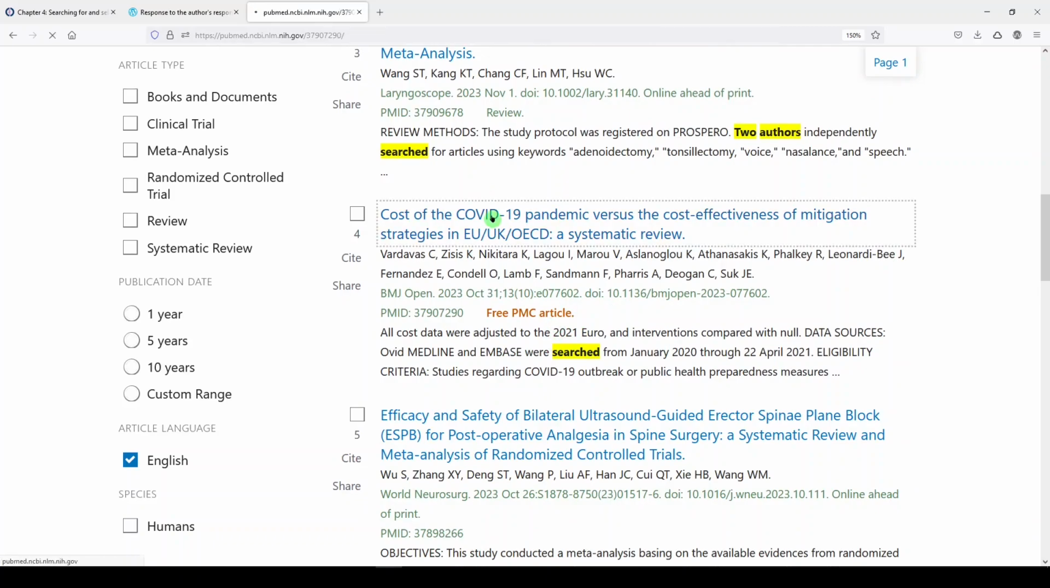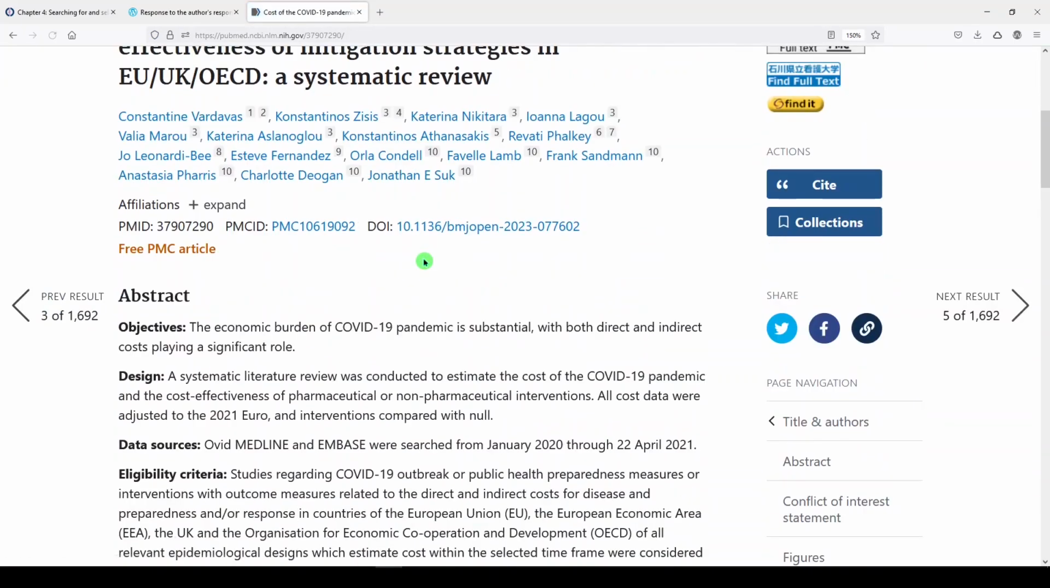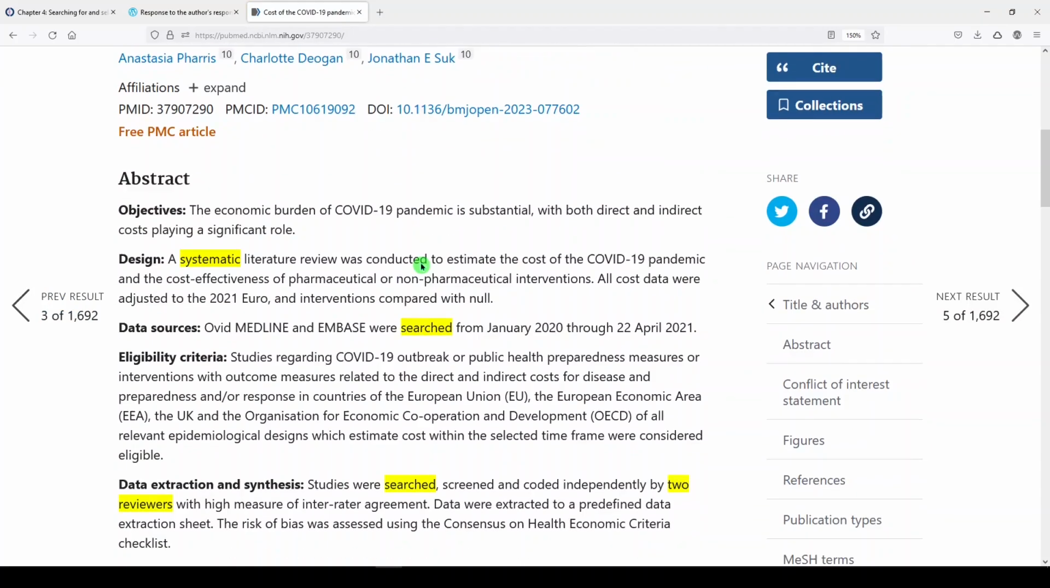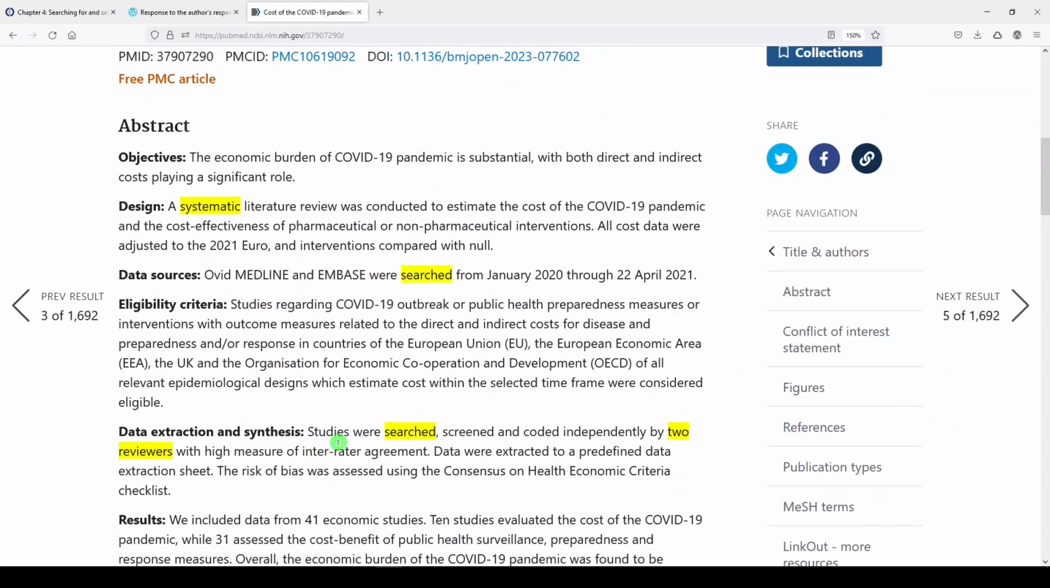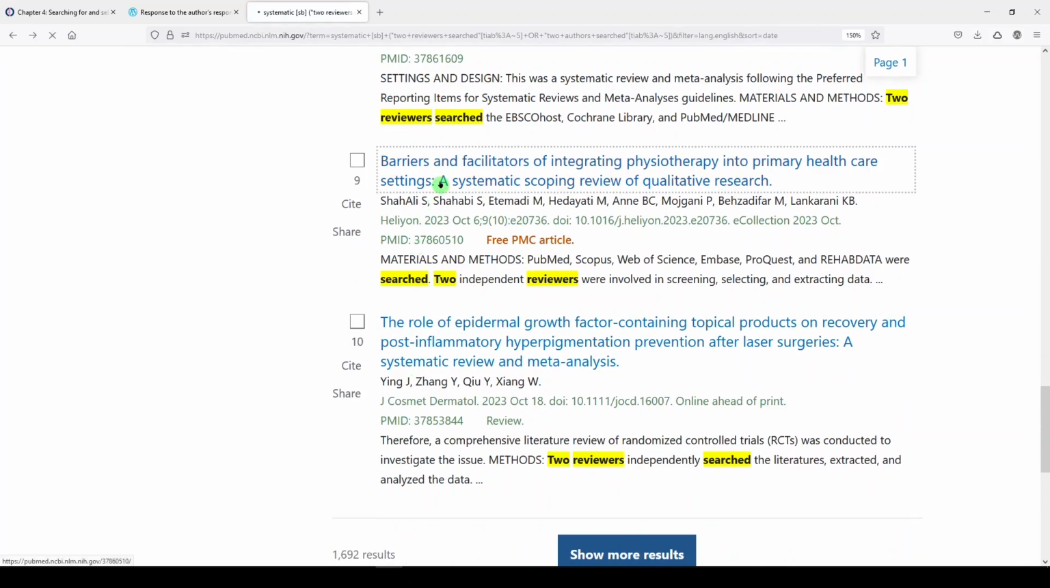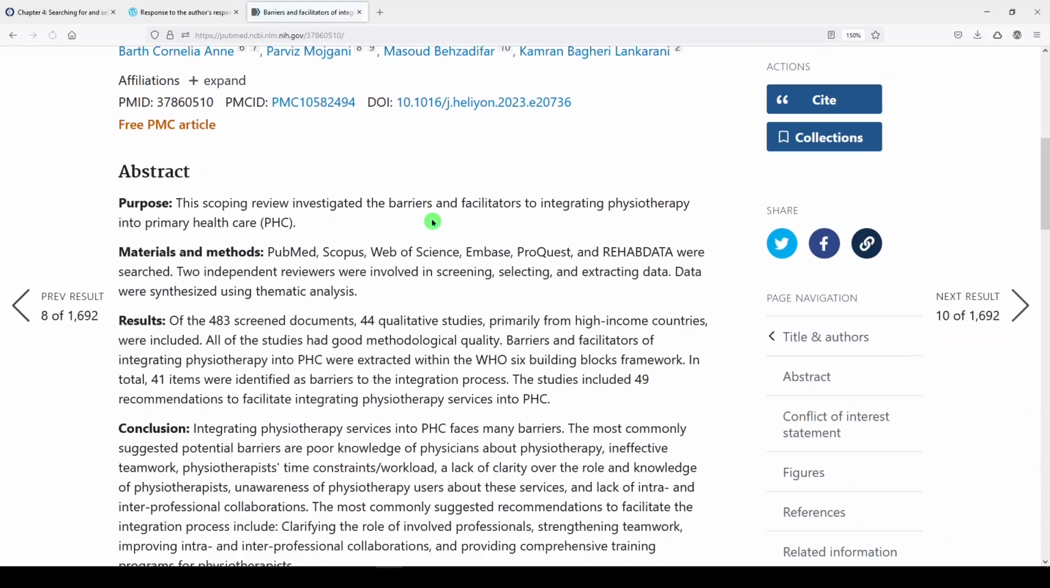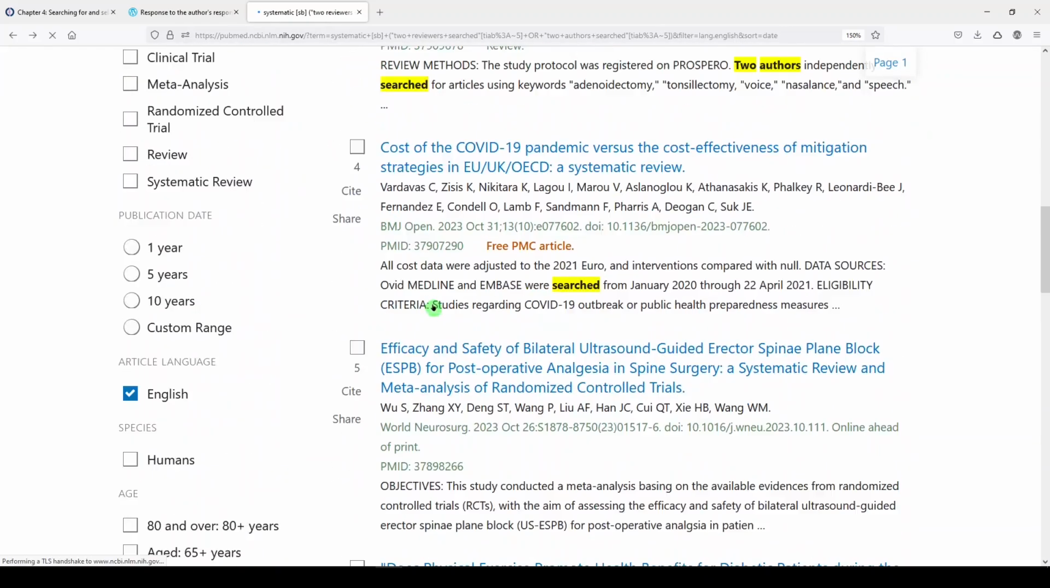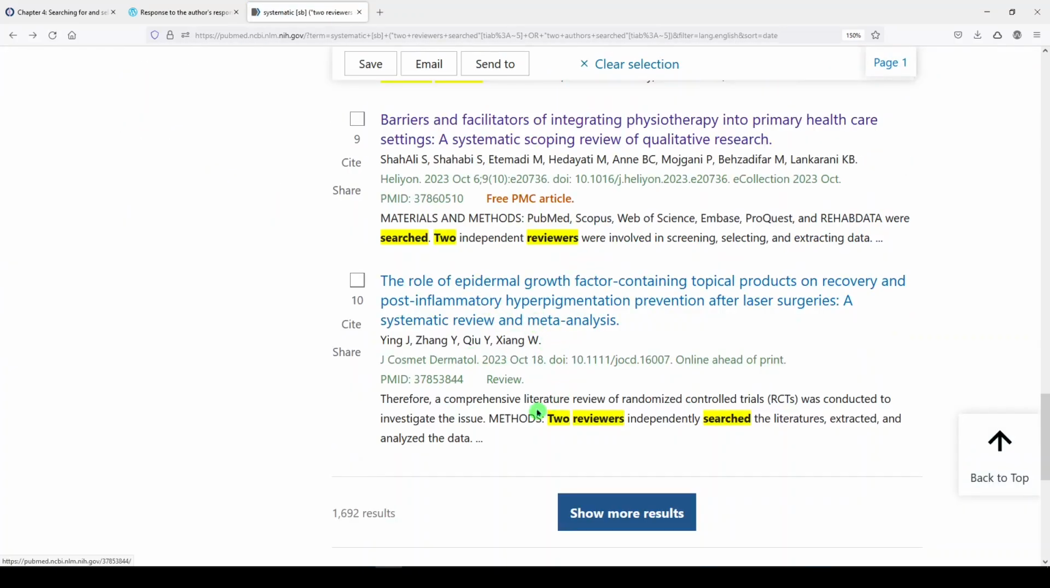Let's look at this one. Studies were searched, screened, and coded by 2 reviewers. So that's a no. I just love looking at these. Searched. Okay, so only 2 reviewers were involved in screening, selecting. They didn't talk about the search here in the abstract. Let's go into one. Let's pick this one and go into it and see. So 2 reviewers independently searched the literature.